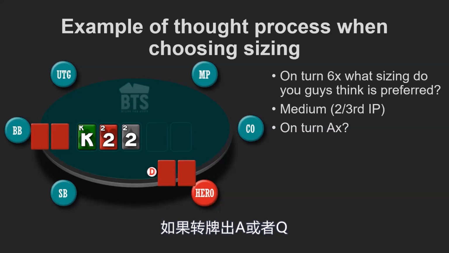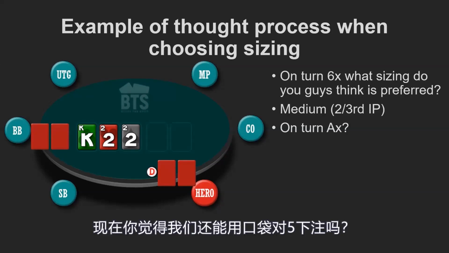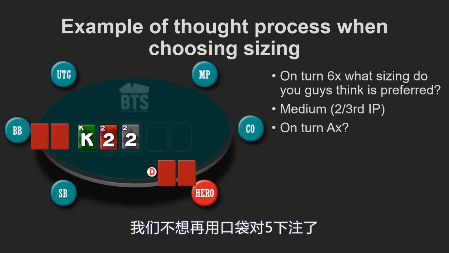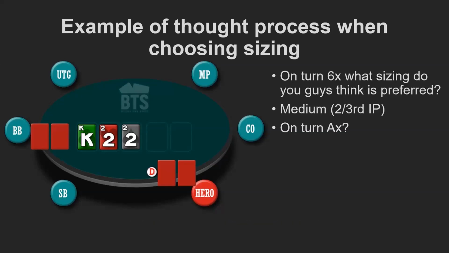Now, do you think the strategy shifts if the turn is an ace, for example, or a queen? Do you guys think that we still want to be betting a hand like pocket fives? No, exactly. So on a turn ace X, we don't really want to be betting a hand like pocket fives anymore. Now we're going to be a lot more polarized.